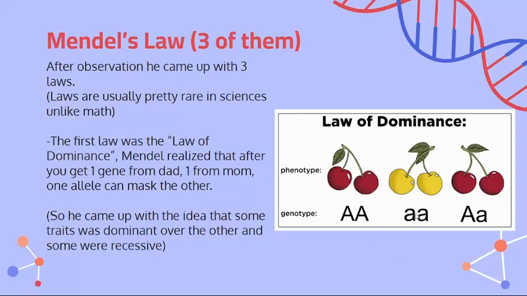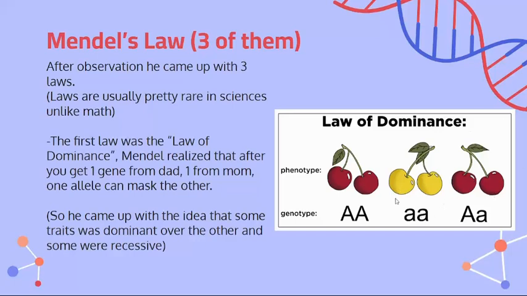And this yellow cherry here, whatever that is, I mean, are there yellow cherries? I don't know. But it got one a from its dad, one a from its mom. And when they crossed these together, so they cross-pollinated these together, they made some sort of hybrid, and they're able to come up with this.